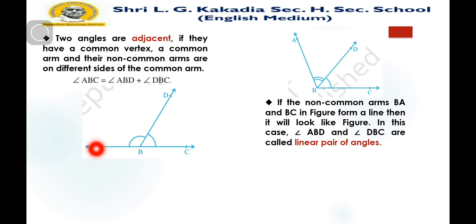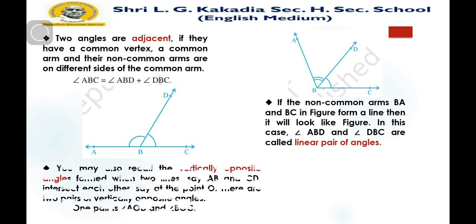So here the two angles ABD and DBC are both a linear pair of angles, and the sum of both the angles is 180 degrees, because here you can say the angle ABC is 180 degrees. So the sum of ABD plus DBC is equal to 180 degrees. So both are also supplementary angles. So we can say that it's a linear pair of angles.